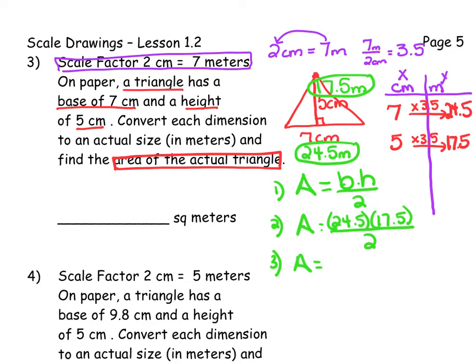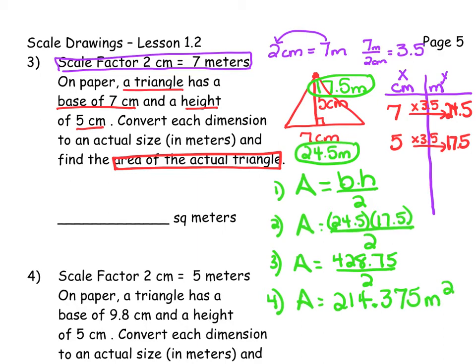Now, 24.5 times 17.5 gives us 428.75, but we have to divide by 2. Our final answer, you should get 214.375 meters squared, or square meters. Please record your final answer on the line.